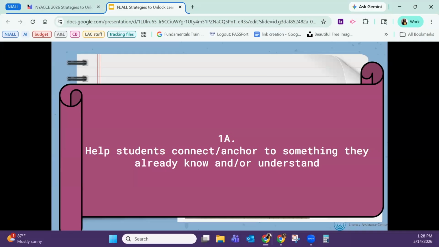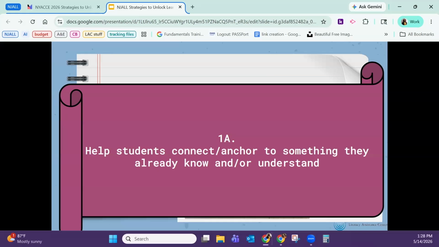So the step 1A that I have is to help students connect or anchor to something they already know or understand. You probably already do this. I was really struggling as the teacher to get them to understand this concept of part of the whole, but the whole has to be broken into equal sized pieces, right? Like they did it on the last one. You saw them do it. They eventually got the answer.